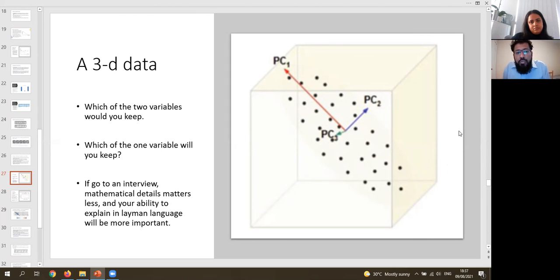And if I ask you which one you want to keep, the answer will be PC1, because there's more variance in that information, or more surprise. One thing, based on my own experience: if you go to an interview, people really do not care too much about the mathematical details. Just be able to describe the situation or the concept in layman's terminology. Just say more surprise, more variance means this is the information I want to keep, instead of going into the more mathematical details.